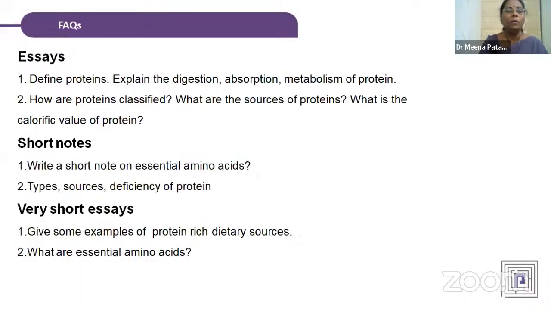FAQs in this: 2 essays. Define proteins, explain the digestion, absorption, and metabolism of protein. Number 2, how are proteins classified? What are the sources of protein? What is the calorific value of protein?